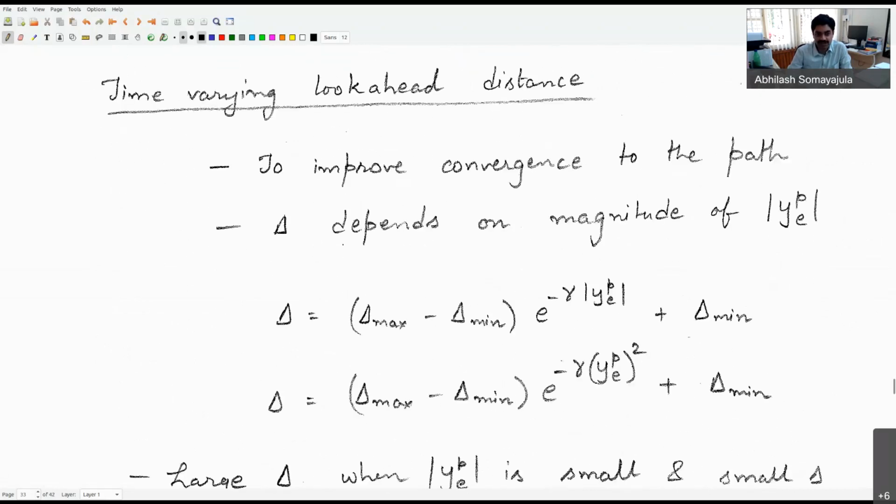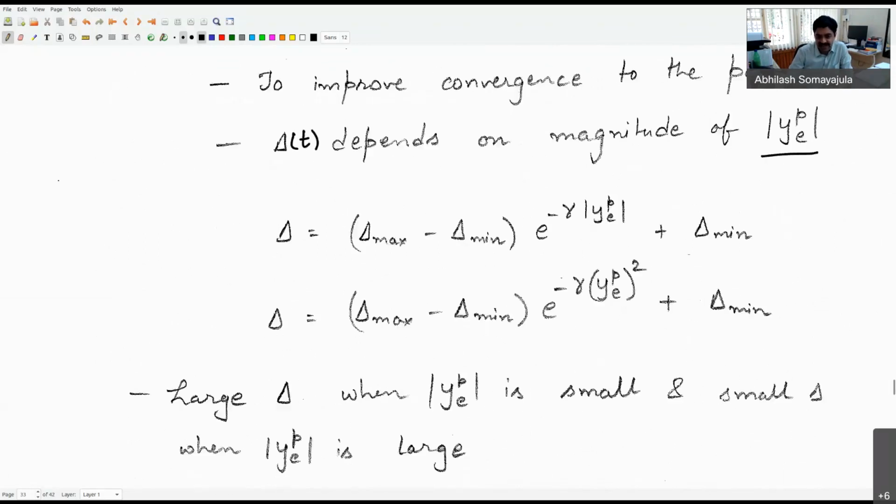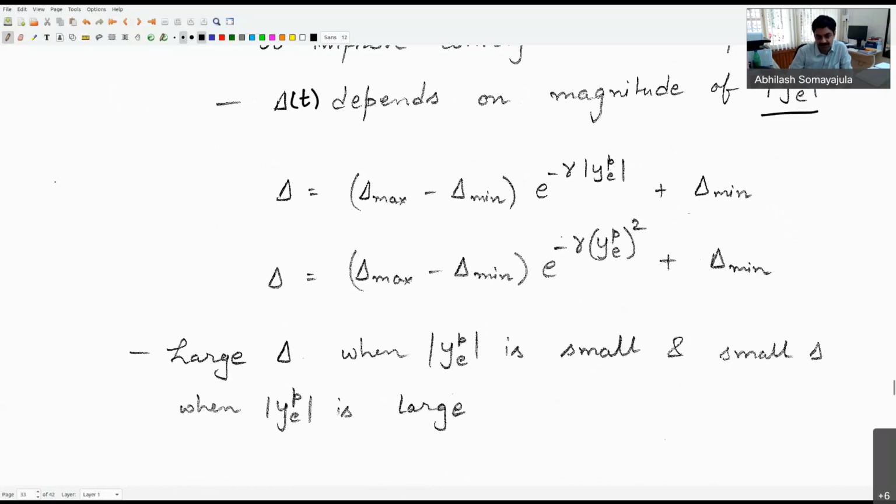Okay, so today we're going to continue forward. We're going to take a look at time varying look ahead distance. So let us say that we want to take this delta and make it time varying. And let's say it depends on the magnitude of the cross-track error. So I want to be adaptive in nature in some sort, that as my cross-track error is decreasing, how should I go about my delta? And let's say that this delta varies between some minimum value and maximum value.